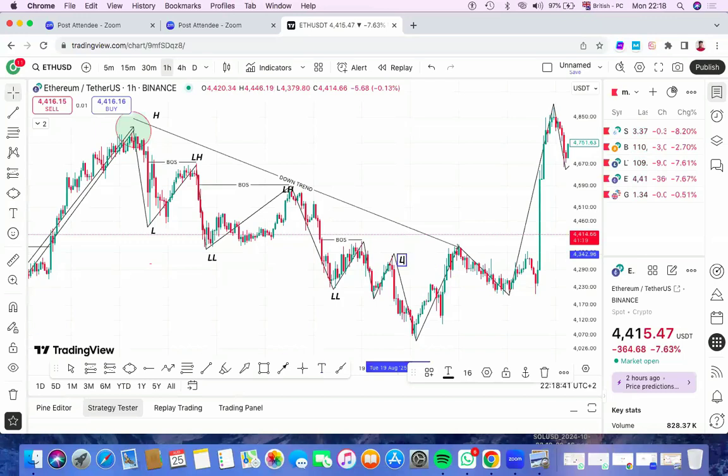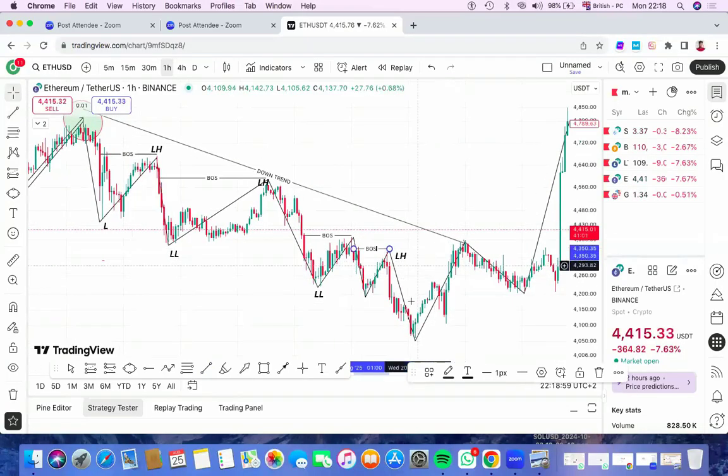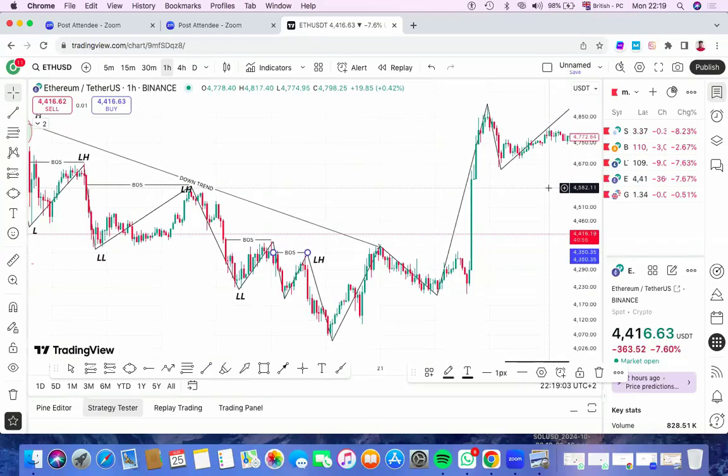We have another lower low. Lower high, sorry. And the structure was broken to the downside. Right? So now, something happened, and you can see that the market is going upside. Okay? So now there was an impulsive move to the downside, pullback leg to the upside, creating a lower high.